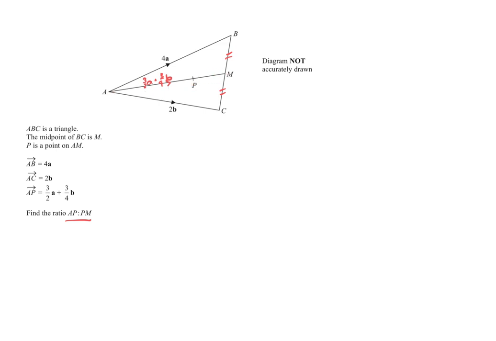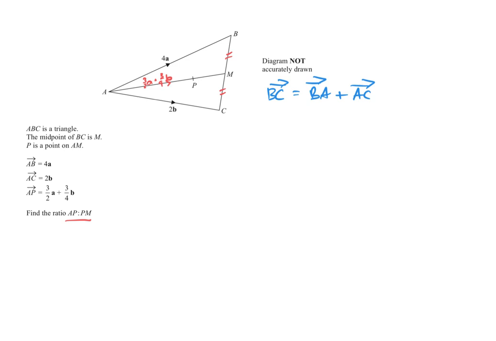Looking at what we've got here, probably the easiest thing to work out is the vector B to C. What is the vector B to C? Well, the journey from B to C would be starting at B, using what we know, we would go back to A and then A to C. So we know that the vector B to C is equal to the vector B to A plus the vector A to C.